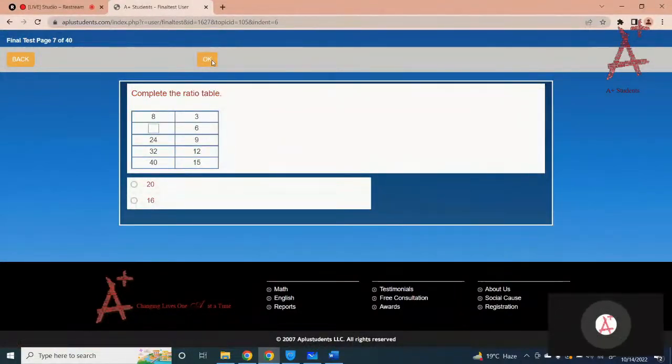Okay, complete the ratio table. 8, missing number, 24, 32, 40. 4, 8, 12. So which number is missing? So the correct option is 16. Got it? Very good, kids. It is 16. So select the correct option and click on the OK button.